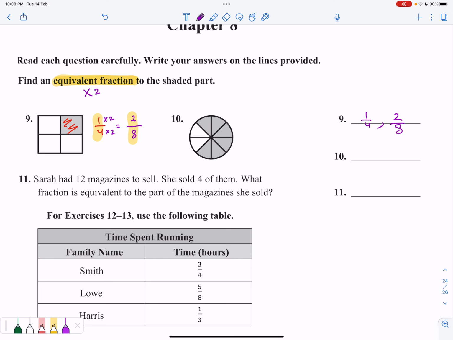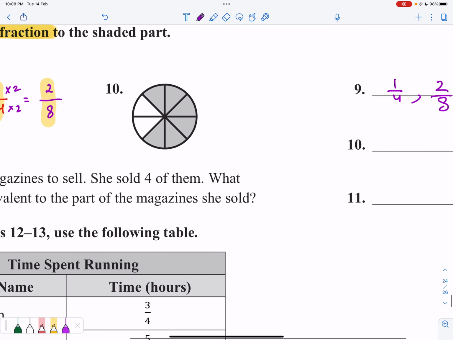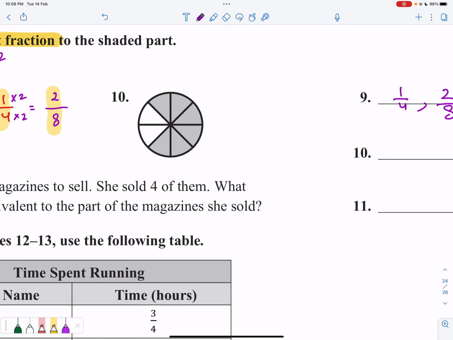Now let's do the same thing with question number 10. Let's see how many shaded parts I have here. 1, 2, 3, 4, 5, 6. 6 over what the total is? 7, 8. All of them are 8 parts. Okay? So 6 over 8 is the fraction that we have here.